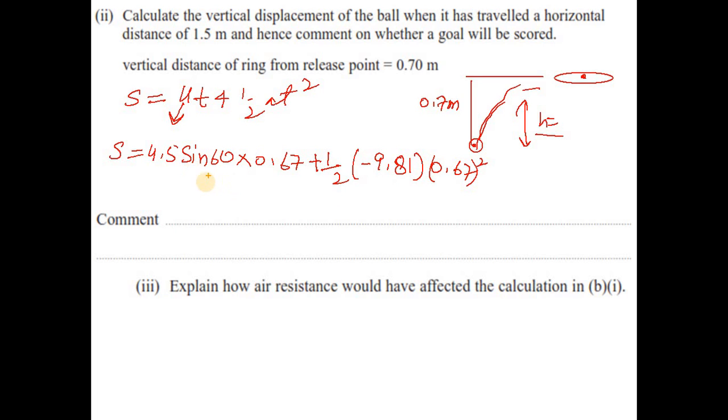If you solve all these numbers, the vertical distance traveled by the ball is 0.41 meter. Clearly, the displacement of the ball is less than 0.7 meter. So the goal will not be scored.